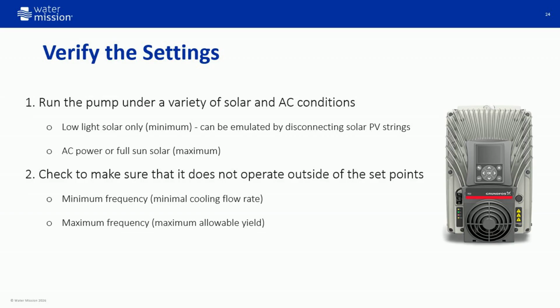To do this, run the pump under a variety of solar and AC conditions to get the full frequency range. This could be solar at low light conditions to check the minimum frequency, as well as full sun or AC power to check the maximum frequency. As previously mentioned, it is important that the pump operate within these set points to ensure proper cooling and to make sure the borehole is not being overdrawn.